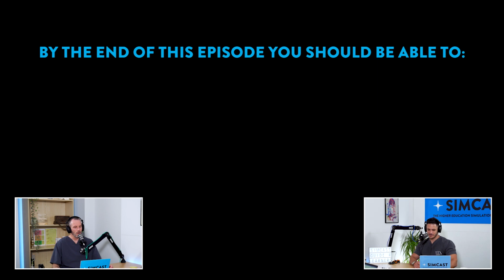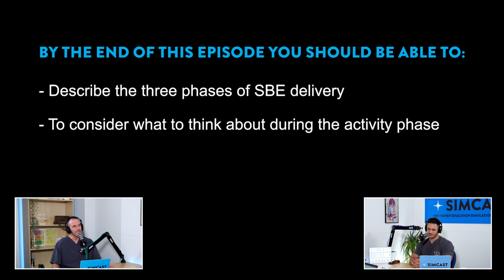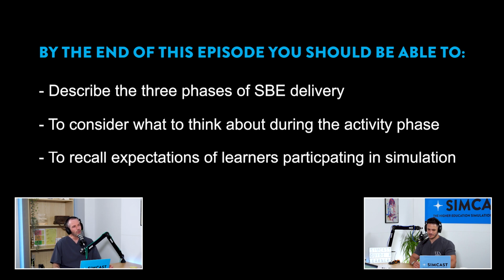Indeed we are, and we've got some intended learning outcomes to cover in this particular episode. One we carried across from the first episode in this mini-series, which is to describe the 3 phases of simulation-based education delivery. That's a briefing, action, and the debrief, or the activity phase and the debrief. And the second 2 learning outcomes are to consider what you need to think about during the activity phase of a simulation, what kind of roles you can expect to play, etc. And also recall the expectations that we would have as educators of students or learners participating in simulation.